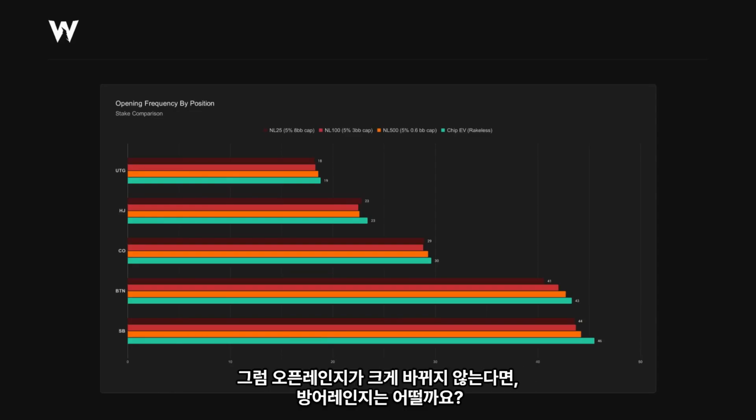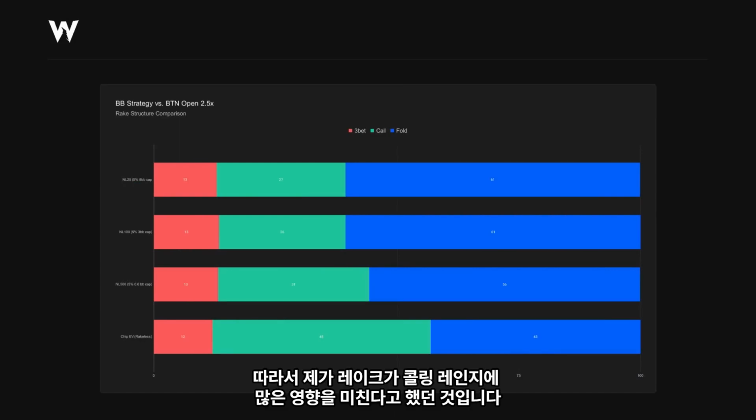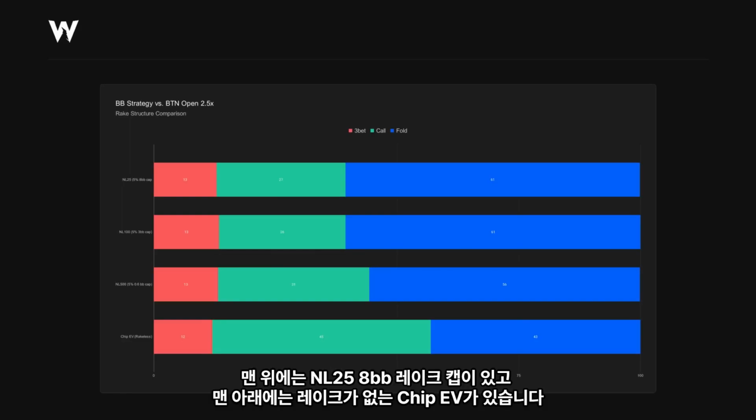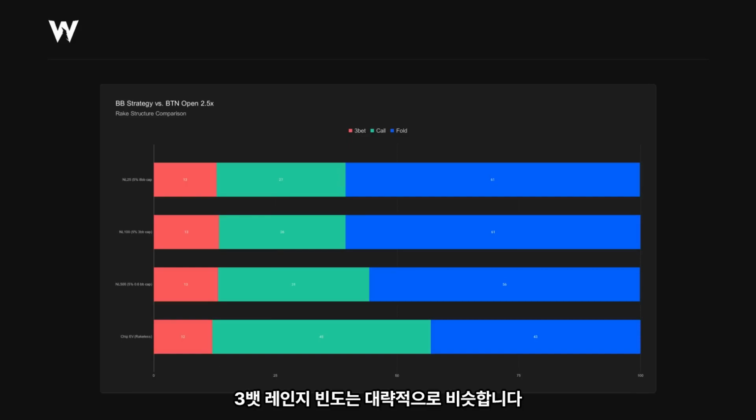And so, okay, if opening frequencies don't actually change that much, then what about defense? Well, defense changes a lot, and this is what I mean when I say rake hurts calling ranges. This chart displays big blind strategy versus a 2.5x button open at different rake structures. At the top, we have NL25, which has an 8 big blind cap. At the bottom, we have chip EV. And you can see as it goes from NL25 to NL100, NL500, and chip EV, our overall folding range increases and we're calling less often. Meanwhile, our 3-betting frequencies stay approximately the same in each spot.